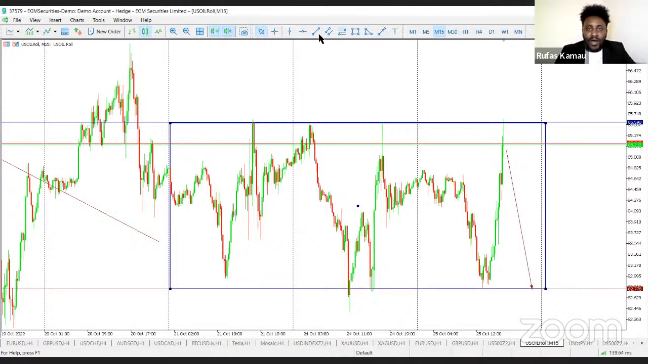However, if it manages to break, then there's also another potential high here. This was 4 weeks ago, at a price level of 86.9, and then we could see the price continue to rise and get to this particular level.